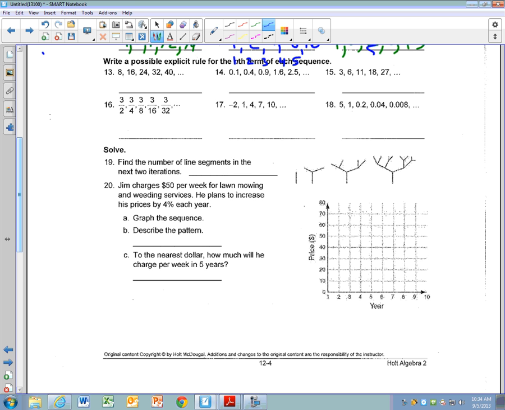Squares, very good. Squares multiplied by 0.1, right? If this was 25, we would say, well, that's 5 squared. 4 would be 16. So it's the square of the term number, but then you multiply it by 0.1. So I could write a sub n is equal to 0.1 times n squared. And that would be an explicit formula for that problem.